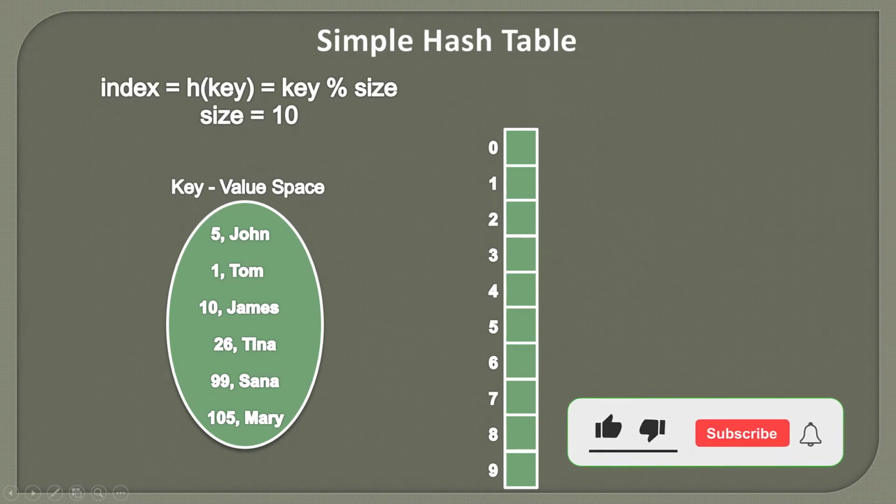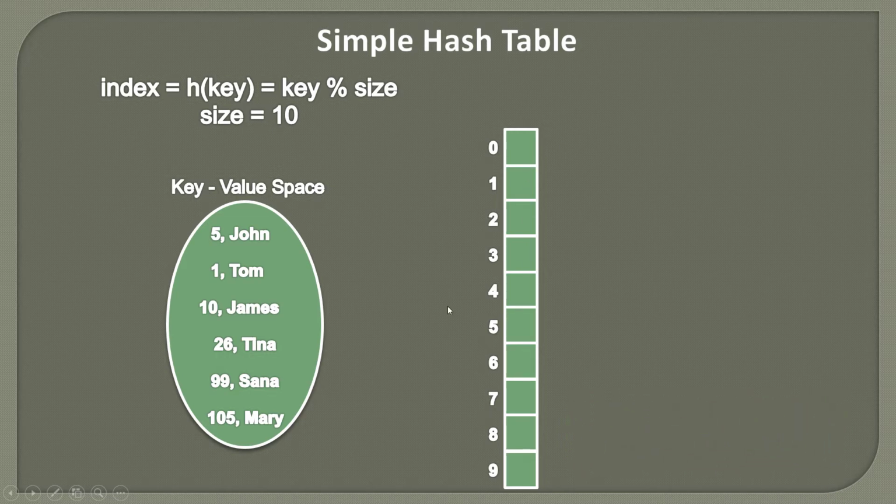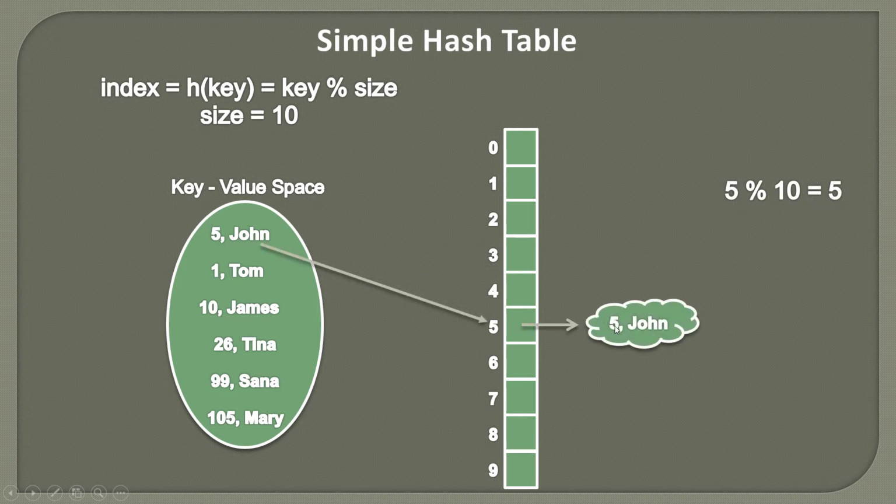In our previous video, we saw a simple hash table where we had an array of key value pairs of size 10. Our hash function was key mod size, where we divided the key by size, and whatever was the remainder, we used that remainder as an index to store these keys with their values in this array. So 5 mod 10 gave the value 5. So at the fifth index we stored 5, John. At the first index we stored 1, Tom.